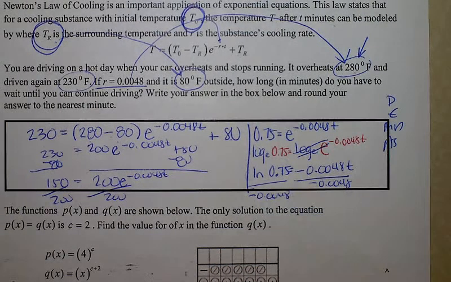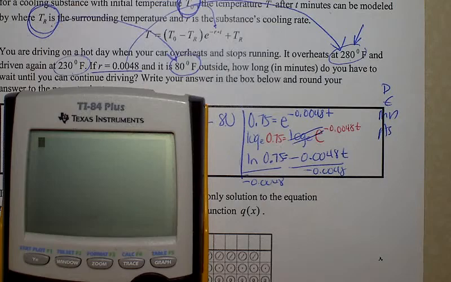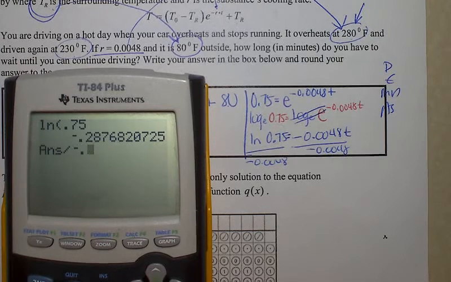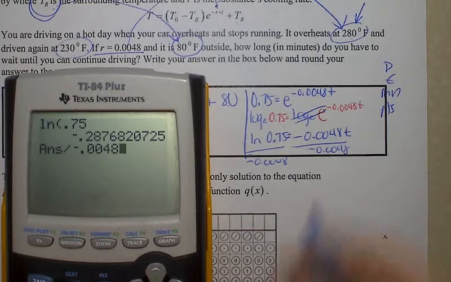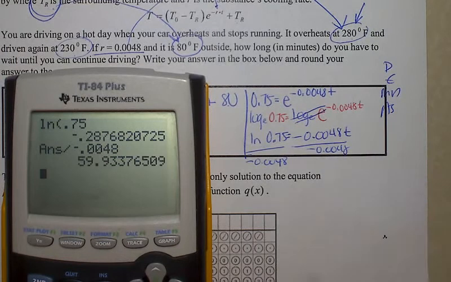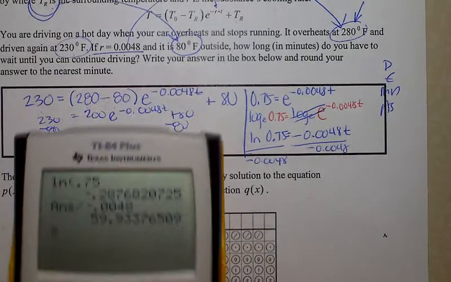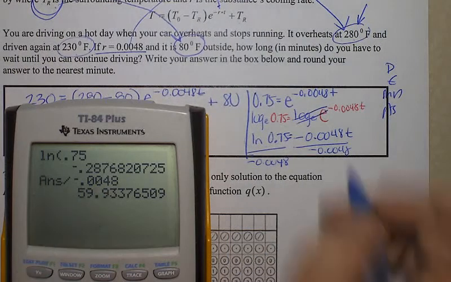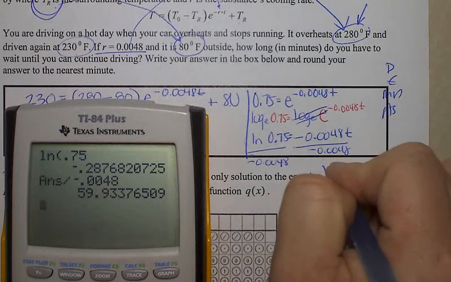So let's grab the calculator and let's type in ln of 0.75. Make sure to press enter, and then let's divide by the decimal negative 0.0048. And the directions say to round our answer to the nearest minute. So rounding to the nearest minute would be how many minutes? It would be approximately 60 minutes.